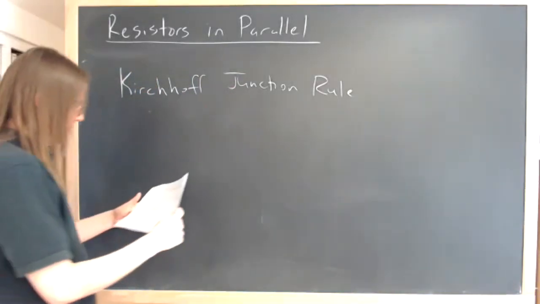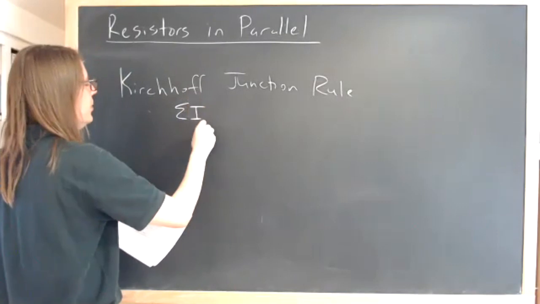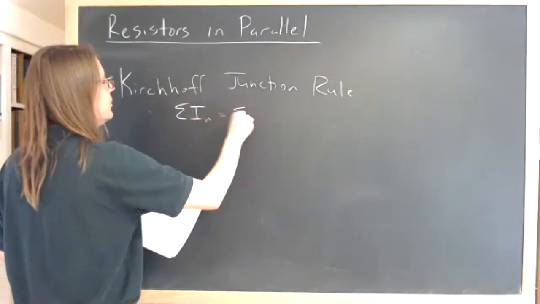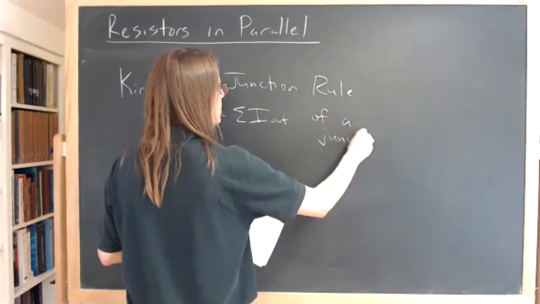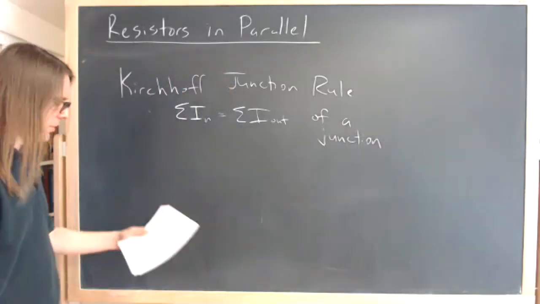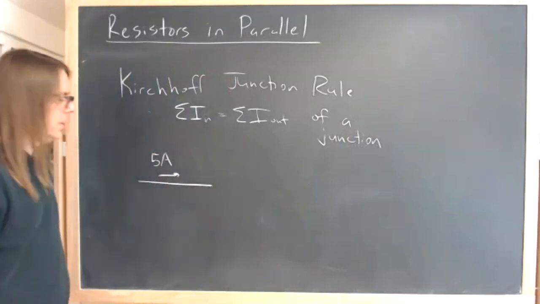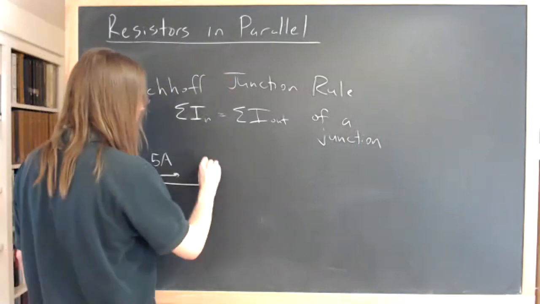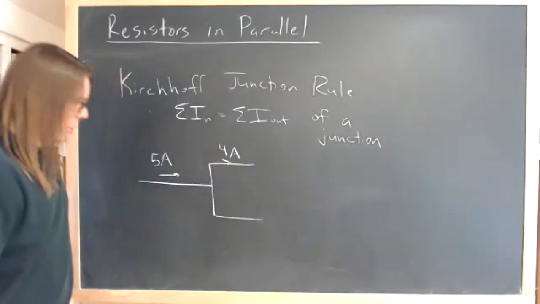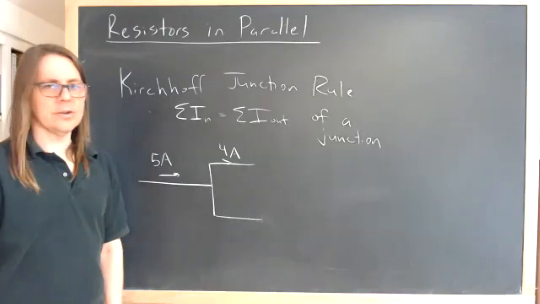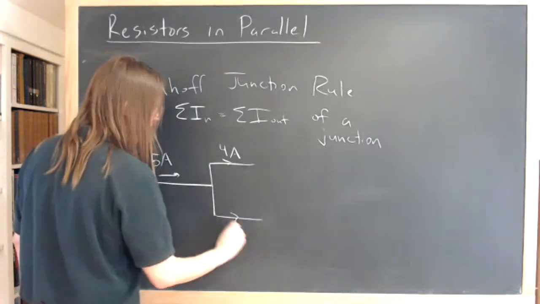It's something like this. It's that basically the sum of all the currents, I'm using capital I's, in equals the sum of all the currents out of a junction. Okay, this will make more sense if I draw a junction. Here is a wire, and it's carrying 5 amps. What if the wire splits? And in this branch, it's carrying 4 amps. You might just intuitively ask yourself, how much current is it carrying there? Maybe your intuition tells you it's going to carry 1 amp there.